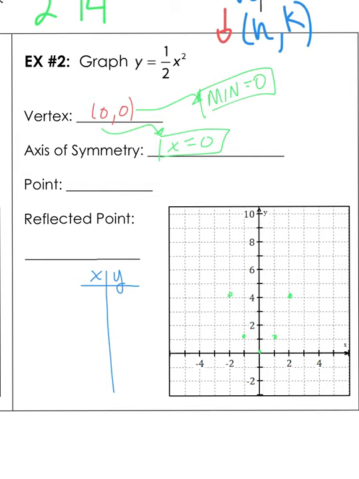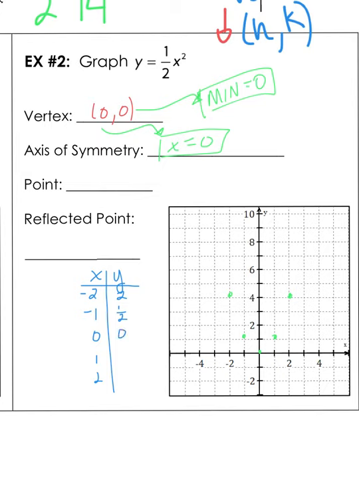So I'm going to use the same x values because there's no right-left movement as the parent function. So if I put -2 in here and square it, I get +4, and then half of +4 is +2. If I take -1 and square it, I get +1. Half of +1 is 1/2. If I take 0 and square it, I get 0, times 1/2 is 0.